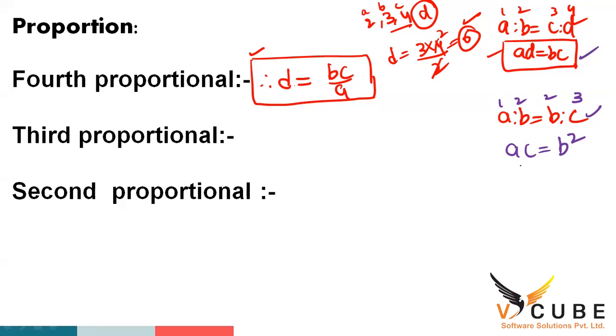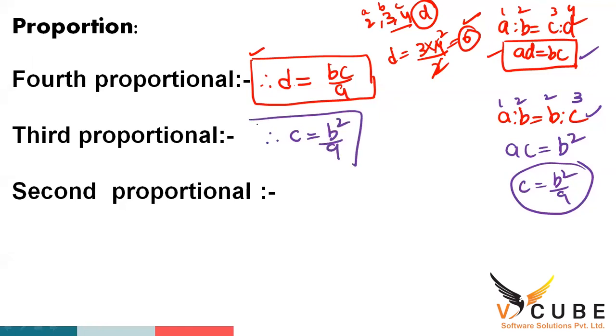AD is equal to BC formation. AC is equal to B square. C is equal to B square by A. That is the third proportion. What is the formula, guys? Third proportion formula: C is equal to B square by A.